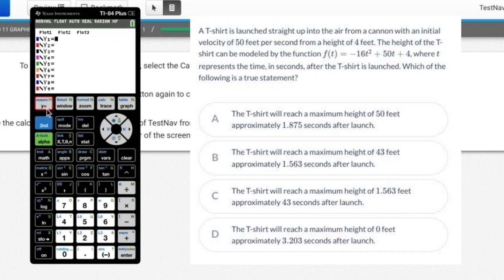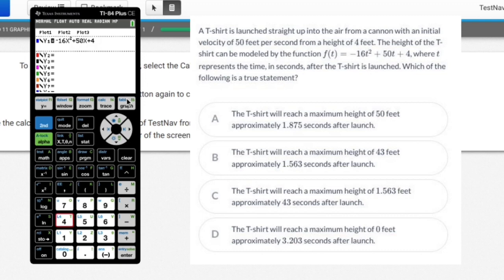So let's go to y equals and type it out. This is a very typical gravity equation. When you see that negative 16x squared, or t squared in this case, x squared is the same thing, that tells you gravity. Then you have plus 50x, and that plus 4 means that you're 4 feet in the air when you launch this out. That would be your y-intercept, which means at 0 seconds, you're 4 feet in the air.